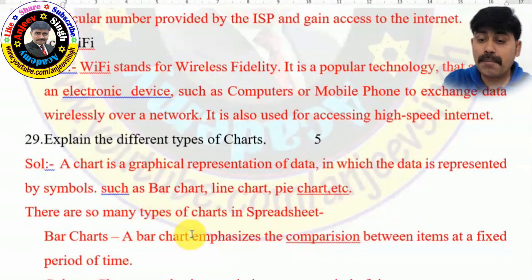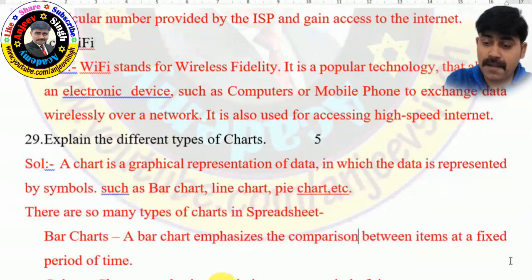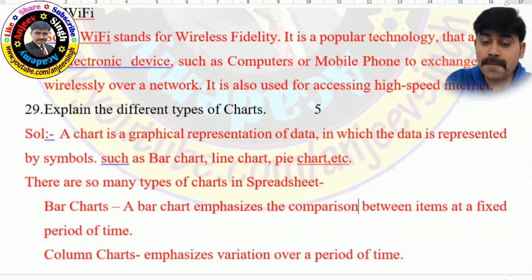Bar chart: a bar chart emphasizes the comparison between items at a fixed period of time. Next is the column chart. A column chart emphasizes variation over a period of time.